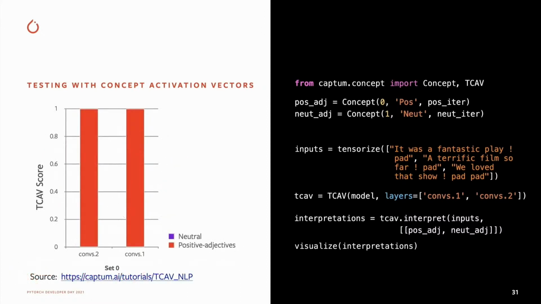In this case, we visualize TCAV scores for both convolutional layer 1 and layer 2 for both neutral and positive adjectives concepts. We can see that the importance of positive adjectives is close to 1, and for neutral concepts is close to 0. This is what we expect because we use positive movie rating samples to make predictions.